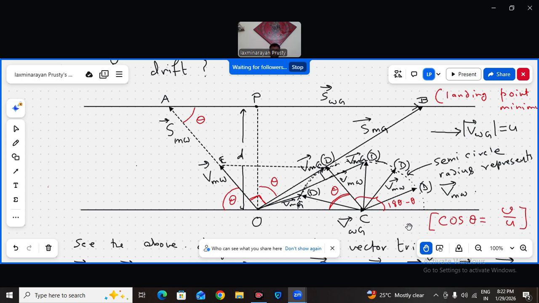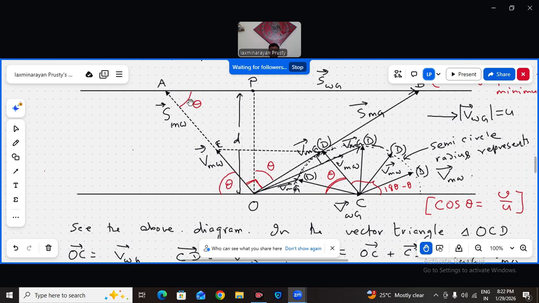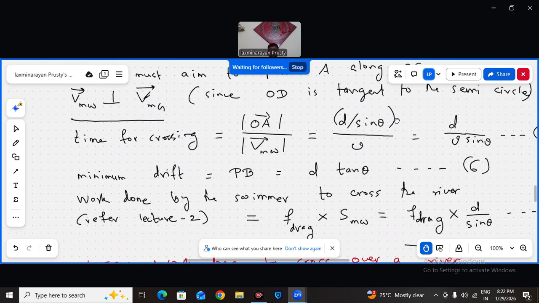Understood this? This you can remember. So cos theta is V by U. This is theta, this is theta. Cos theta is V by U.